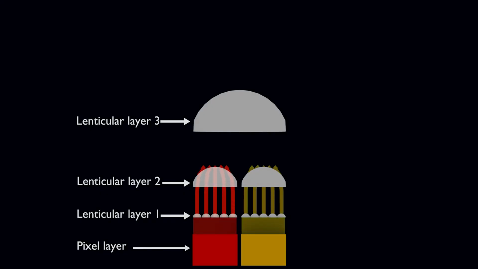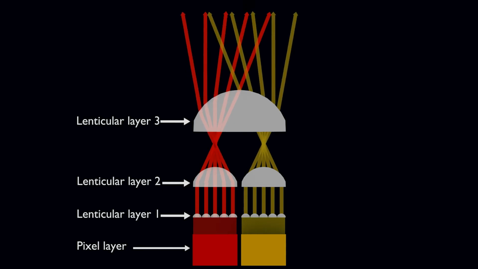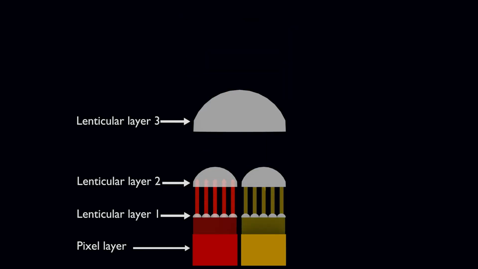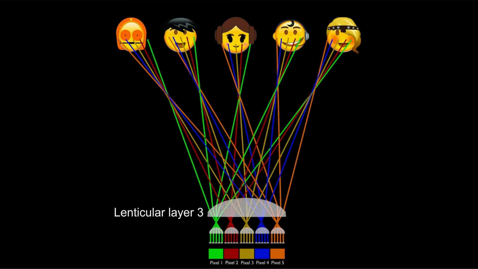If there are only left and right images, then the width of the third lens is twice the width of the pixel. If there are more images seen by each viewer, for example, 5 different views per viewing position, then the width of the lens will be 5 times the width of the pixel.